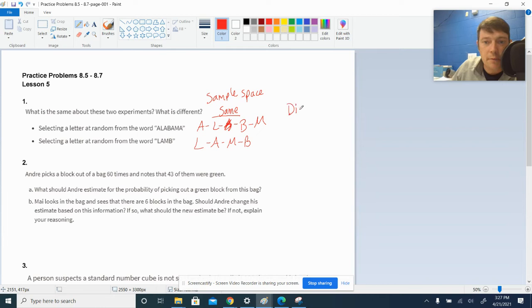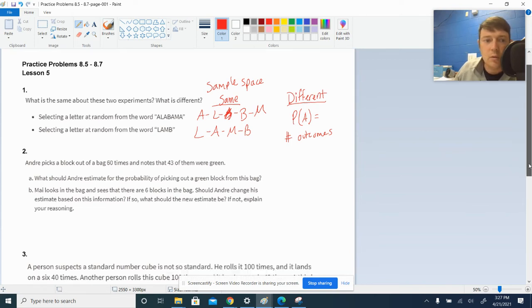But something that's different about them is your probabilities of getting the letters. So something that's different would be the probability that I get an A. In the first one, the probability is 1, 2, 3, 4 out of 1, 2, 3, 4, 5, 6, 7. So the probability of getting A from Alabama is 4 out of 7, whereas in lamb it's only 1 out of 4. So the probabilities of getting A are different. You could also say the number of outcomes is different, right? One of them has 4 outcomes. The other one has 7. So a big difference there.